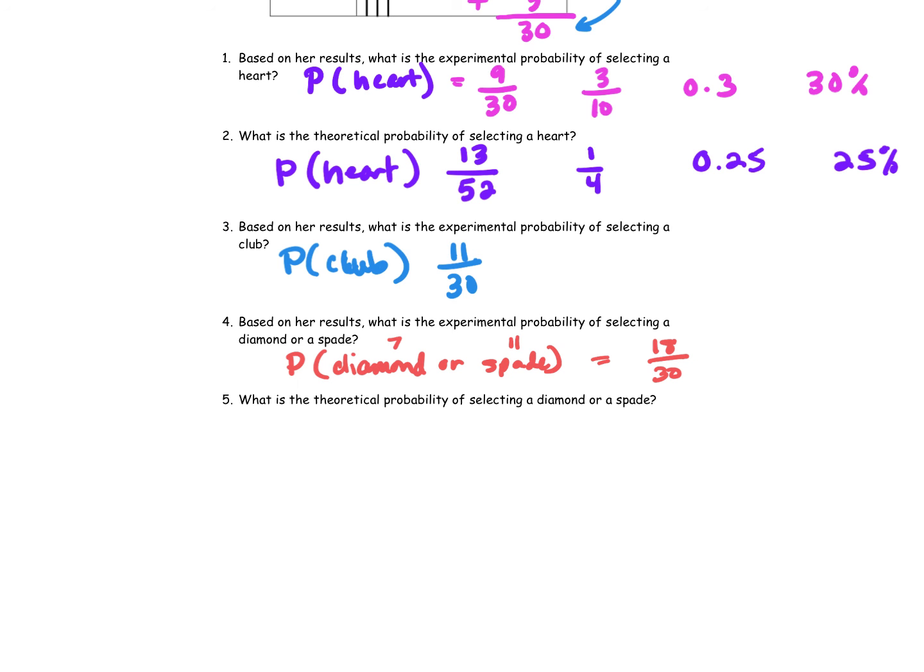For number 4, based on her experiment, again in the table, she drew a diamond 7 times or a spade 11 times, and those 2 add up to 18 times altogether out of 30. And both of those numbers can be reduced by 6. So we could also write it as 3 out of 5 times.